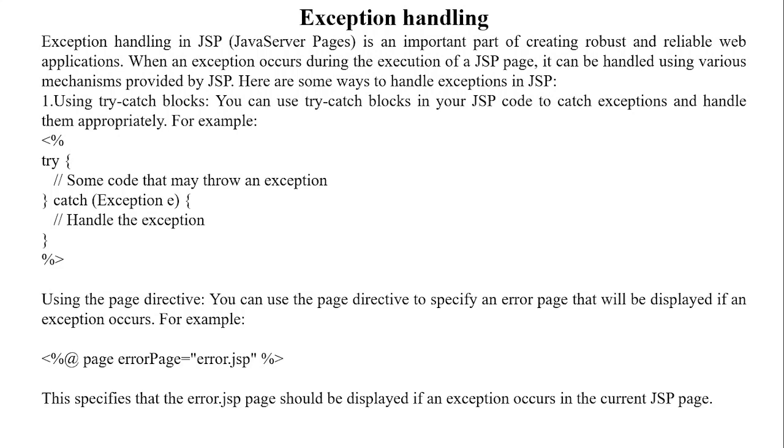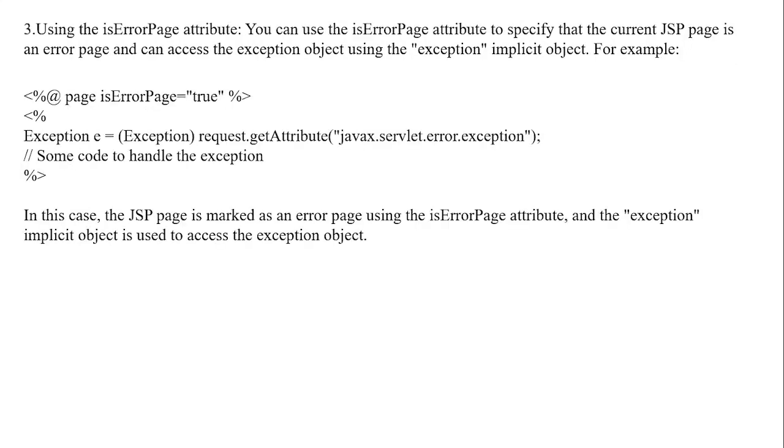So this is the second way to handle it, and let's see some other ways. This is the third way, using the isErrorPage attribute. You can use the isErrorPage attribute to specify that the current JSP page is an error page and can access the exception object using the exception implicit object. For example, in the page directive we use isErrorPage equals true.